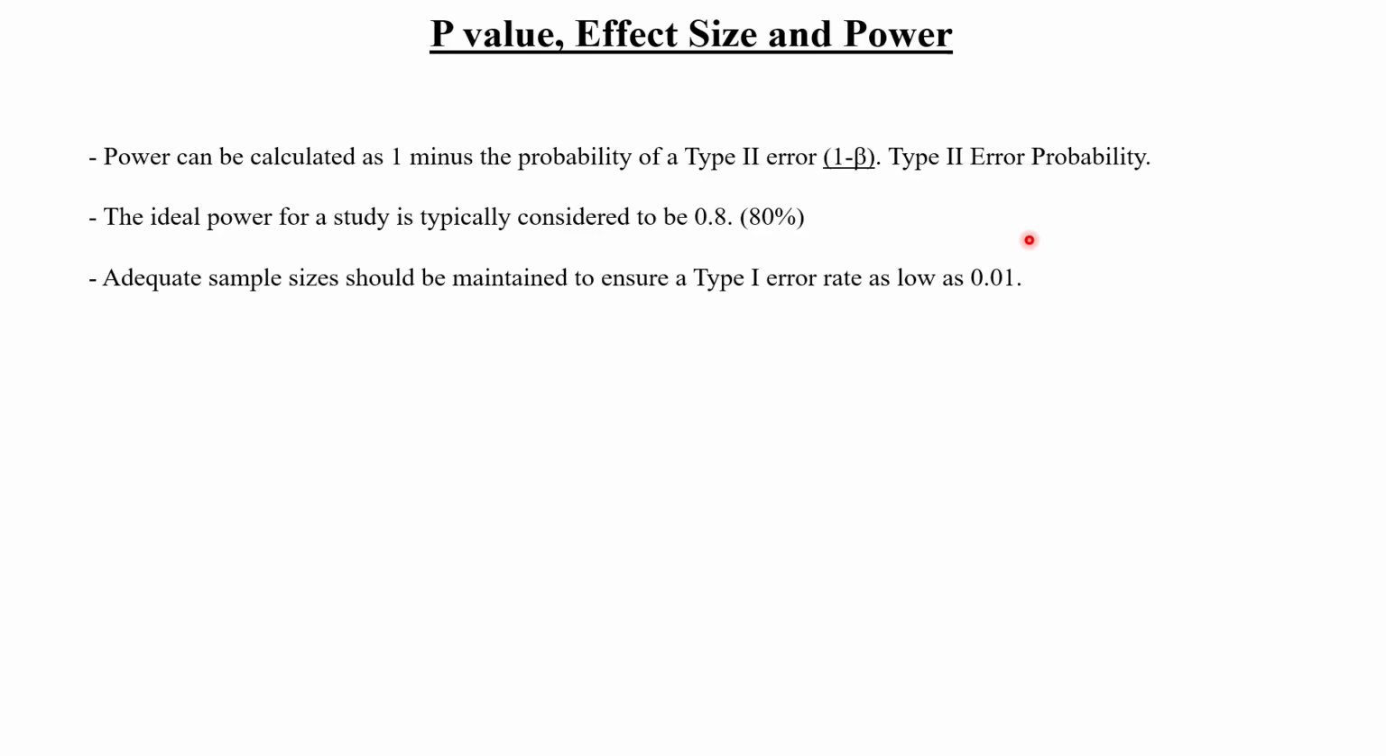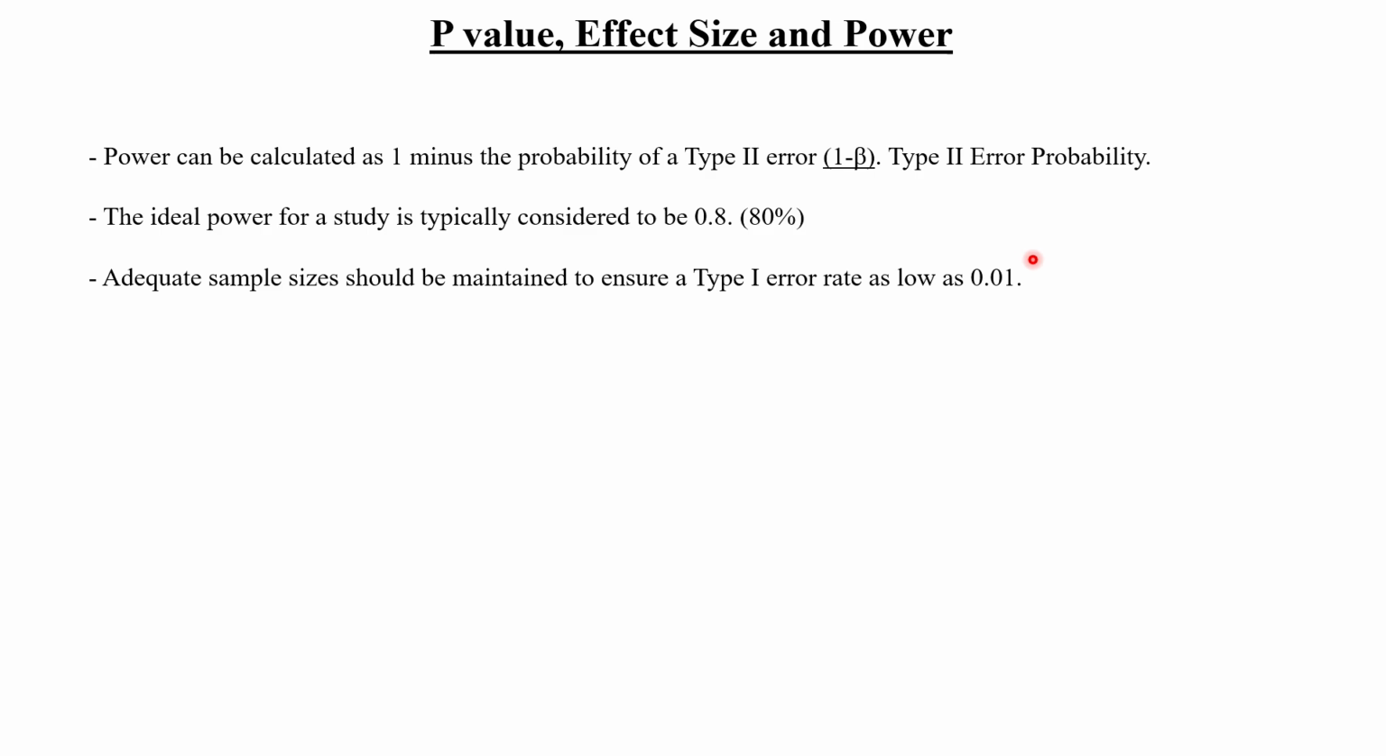It is important to note that reducing the probability of committing a type 2 error increases the risk of committing a type 1 error, and vice versa. Therefore, it is crucial to establish a delicate balance between the minimum acceptable levels for type 1 and type 2 errors. The ideal power for a study is typically considered to be 0.8, which can also be expressed as 80%.